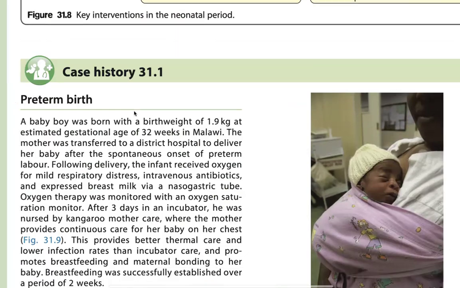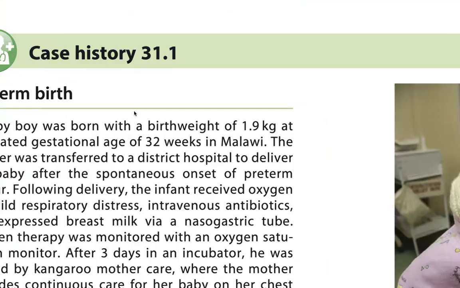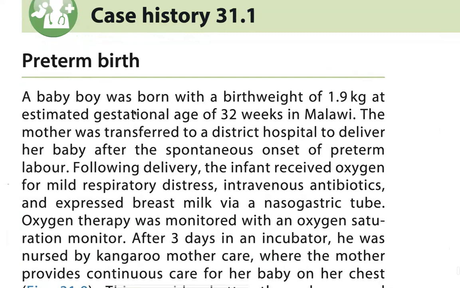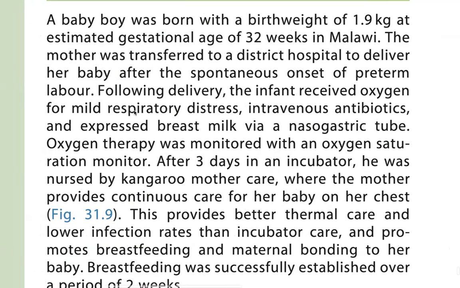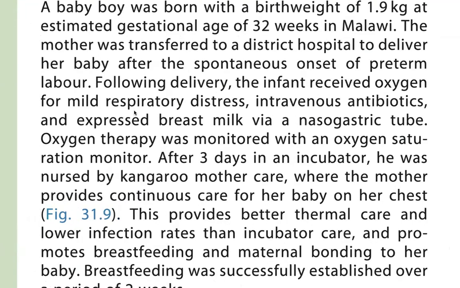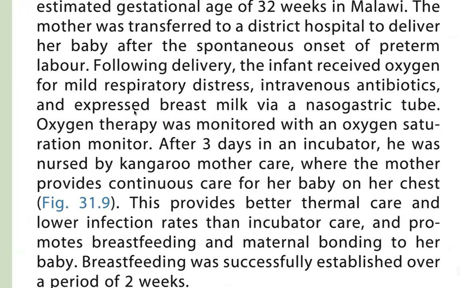This is a preterm baby born with a weight of 1.9 kg at a gestational age of 32 weeks in Malawi. The mother was transferred to a district hospital to deliver her baby after the spontaneous onset of preterm labor. Following delivery, the baby had mild respiratory distress and was given antibiotics and expressed breast milk by nasogastric tube.